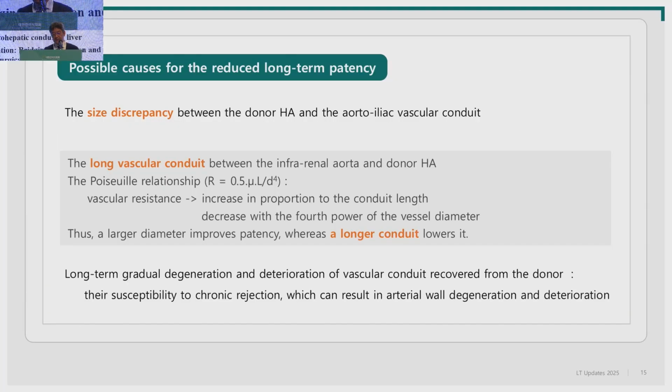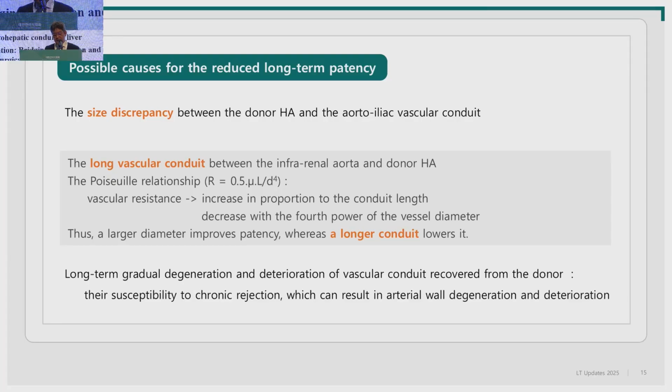Possible causes for the reduced long-term patency include the size discrepancy between the donor hepatic artery and the aortoiliac vascular conduit, as well as the long vascular conduit between the infrarenal aorta and donor hepatic artery. According to the Poiseuille relationship, vascular resistance increases in proportion to the conduit length and decreases with the fourth power of the vessel diameter. Thus, larger diameter improves patency, whereas longer conduit lowers it.